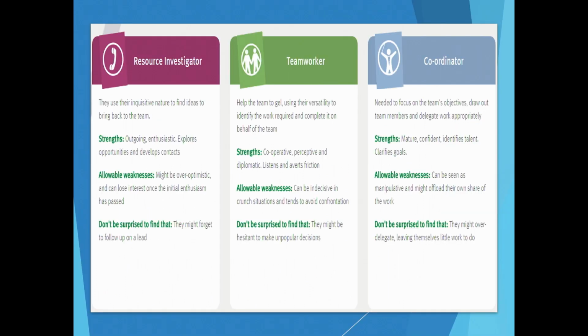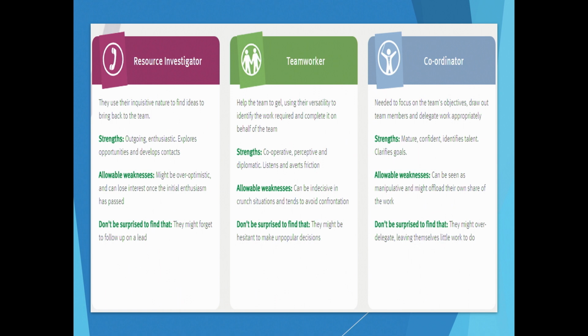Okay, so the first one is the resource investigator. These are great for their inquisitive natures to find ideas and to bring them back to the team. If you're at the start of a project or setting up a new business, these are great because they'll go out there, they're creative in their thinking, and they're really enthusiastic, great at making contacts, getting maybe a contract or two in for you, great salespeople, etc. So their strengths are that they're outgoing, enthusiastic, explore opportunities, and help develop contacts.